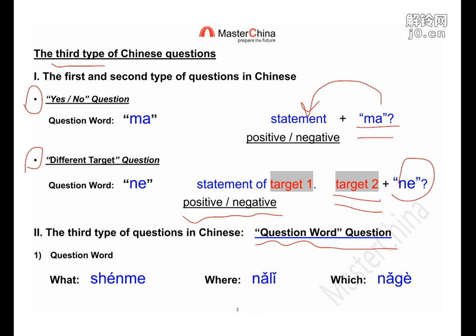So how can we put the question words into the statement to change it into a question? First, we should know the Chinese meaning of these 3 words. What? 什么. Where? 哪里. Which? 哪个. So now we have 3 question words in our hand. Now let's put them into a question.